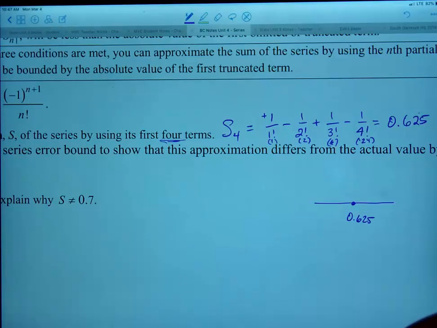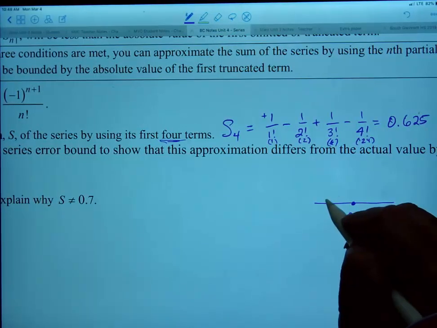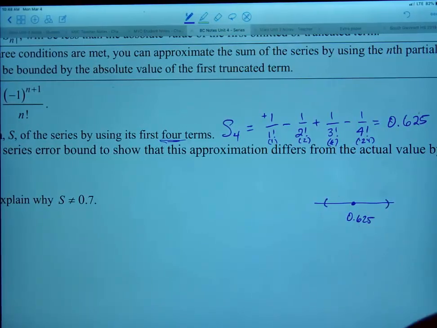0.625 is close to the sum because as we keep going, the terms are getting smaller and smaller. So you're adding on or subtracting off tiny, tiny numbers. Okay? Now, what we're going to talk about is the error. And the error is basically saying, how far out am I going to go and find out how close I am? I know the sum is going to fall somewhere in there, the actual sum. I can't find what it is, but I can find kind of what zone it's in, what window it's in.